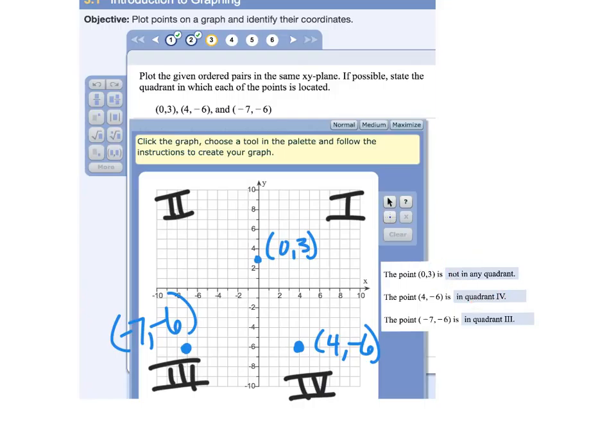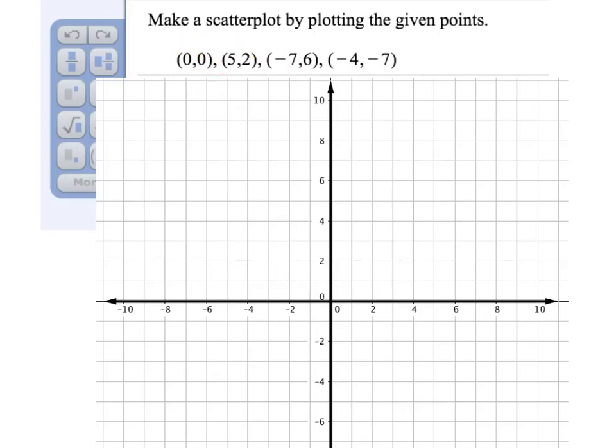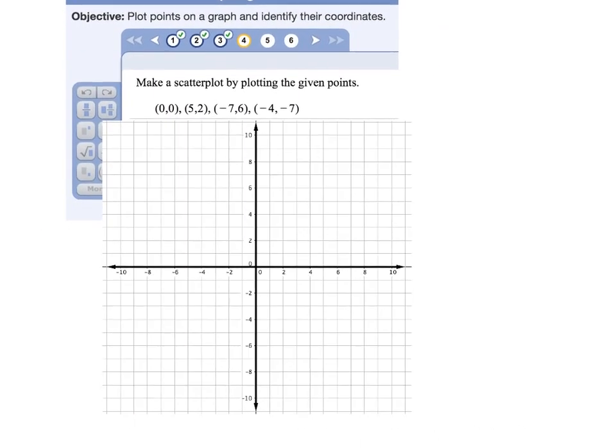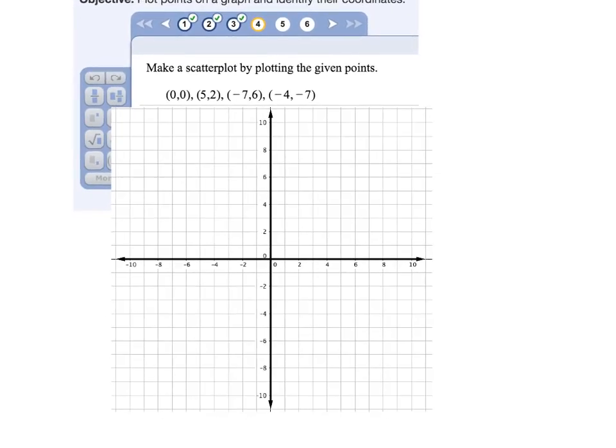So the directions say for us to make a scatter plot using these 1, 2, 3, 4 points. So let's get going on that. So 0, 0, super easy. And I'll do that in red. That goes right here, right at the origin. I'm going to label that 0, 0. And then we've got 5, 2. So 5, 2 is going to go right here. And I'm going to label that 5, 2.